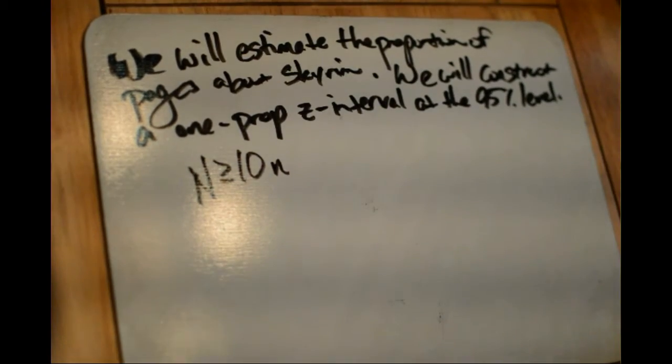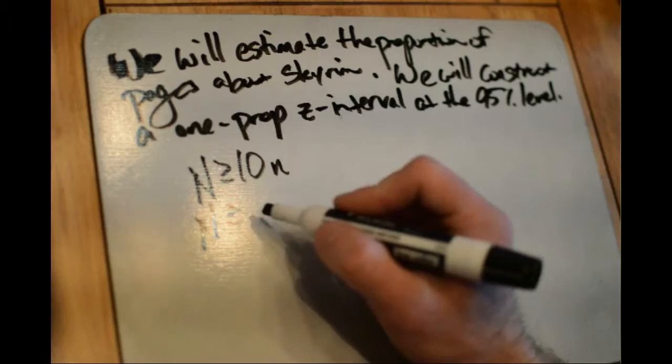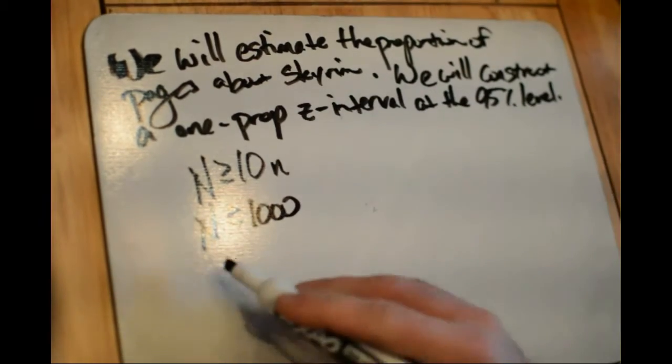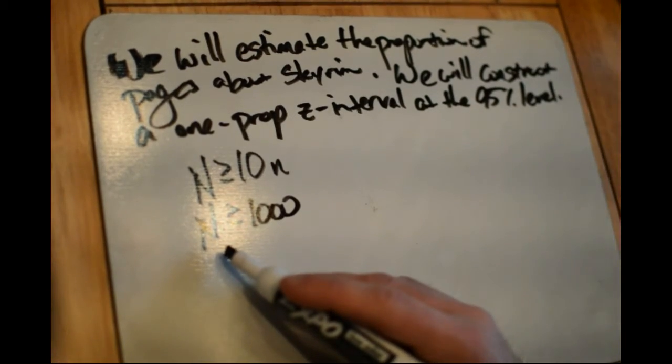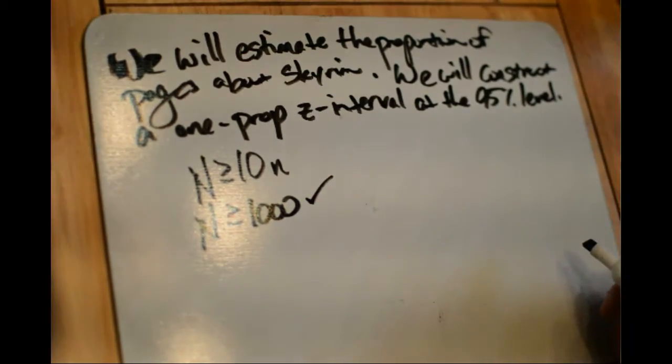Well, the population is given on the main page. It says that there's over 41,000 articles on this website. So we took a sample of 100, so 10 times that is 1,000. So the population of more than 40,000 is definitely bigger than 1,000. So that condition is met.